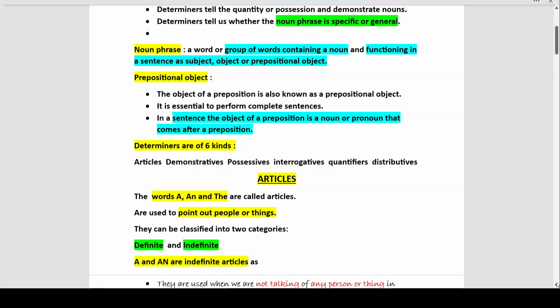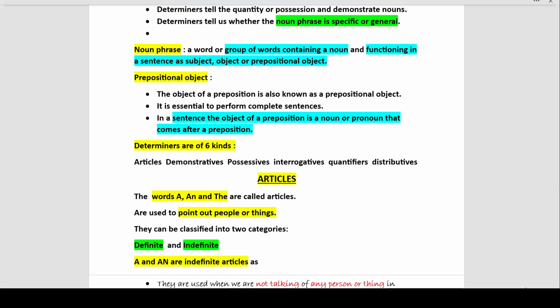Now, students, determiners are of how many kinds? Determiners are of six kinds: articles, demonstratives, possessives, interrogatives, quantifiers, and distributives. Articles, I will tell you in detail about articles. Demonstratives means this, that, these, those. Possessives means his, her, theirs. Interrogatives means asking questions: what, why, how. Quantifiers: how much, how many.